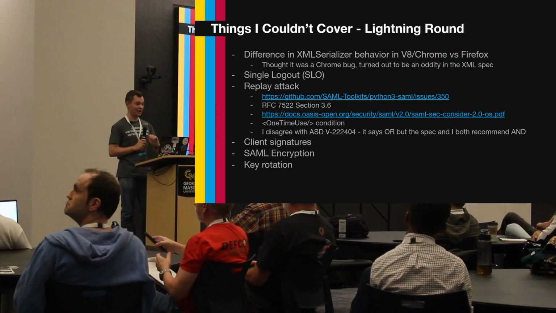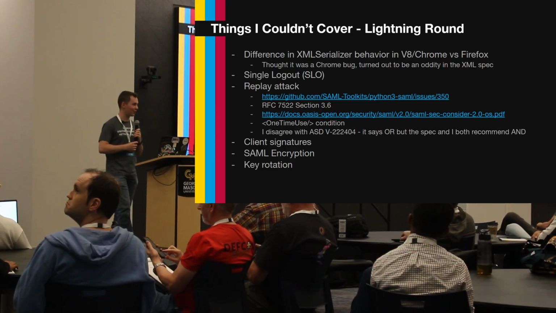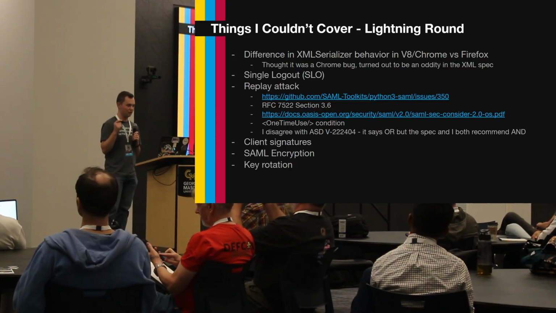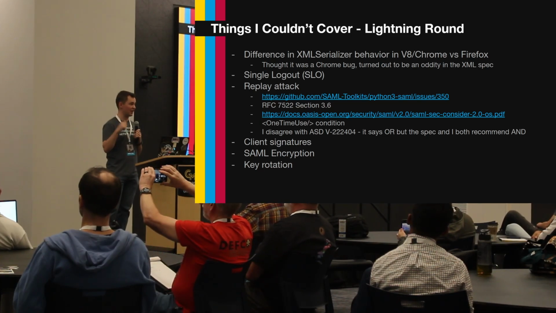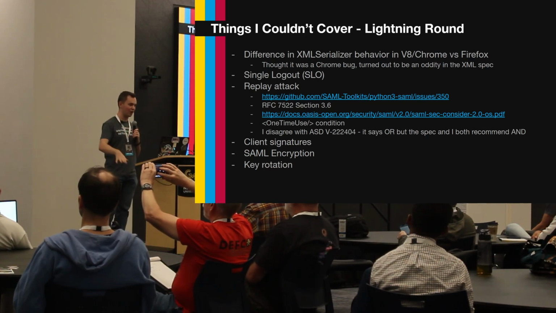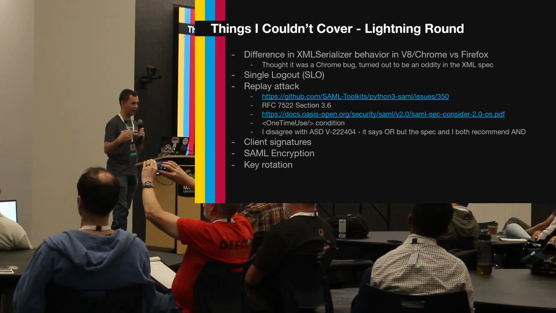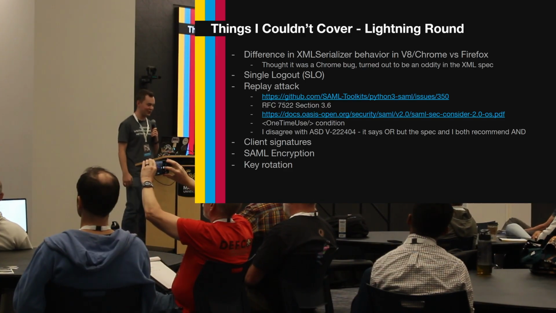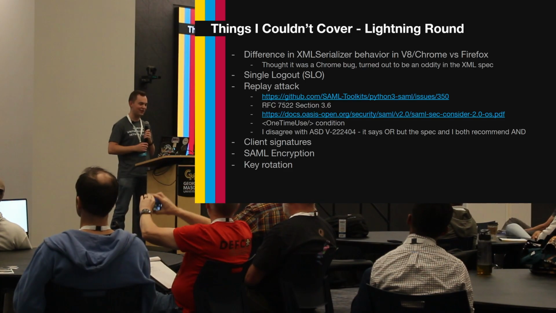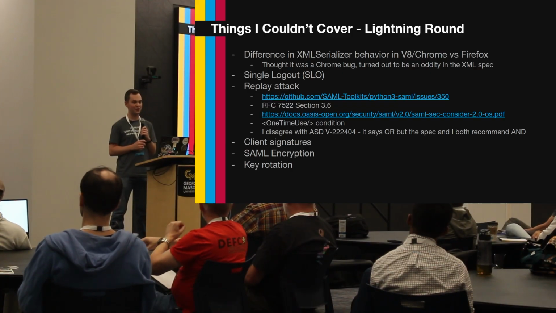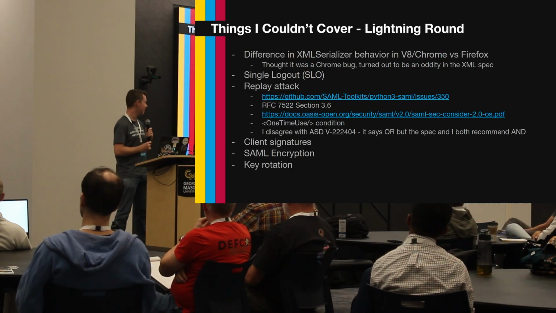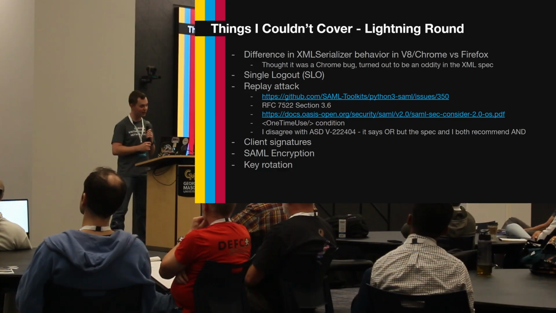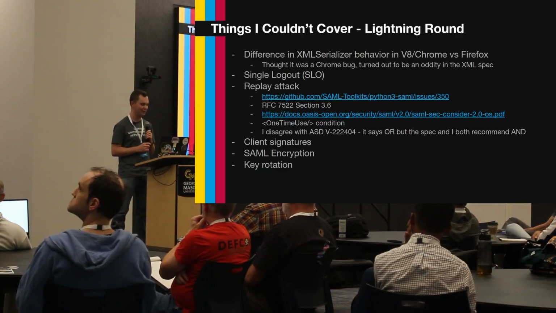We're going to do a quick lightning round of other topics that I was not really able to cover in this talk. So when I was developing the SAML investigator tool, I had to rewrite the attack in JavaScript instead of I originally wrote it in Python. Crypto in JavaScript is very fun, but it turns out that Chrome and Firefox serialize XML differently. It's very strange. I thought it was a Chrome bug, but they are in fact both spec compliant.